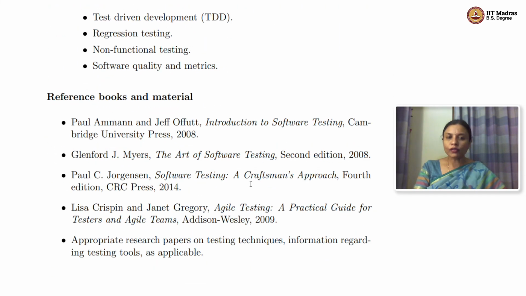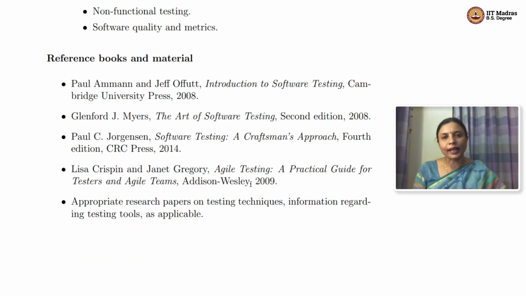So this also gives you all the reference books and materials and the papers that we have used. You could contact me or the instructors if you need to refer to any of these specific papers for extra notes. I wish you all the best. Thank you.